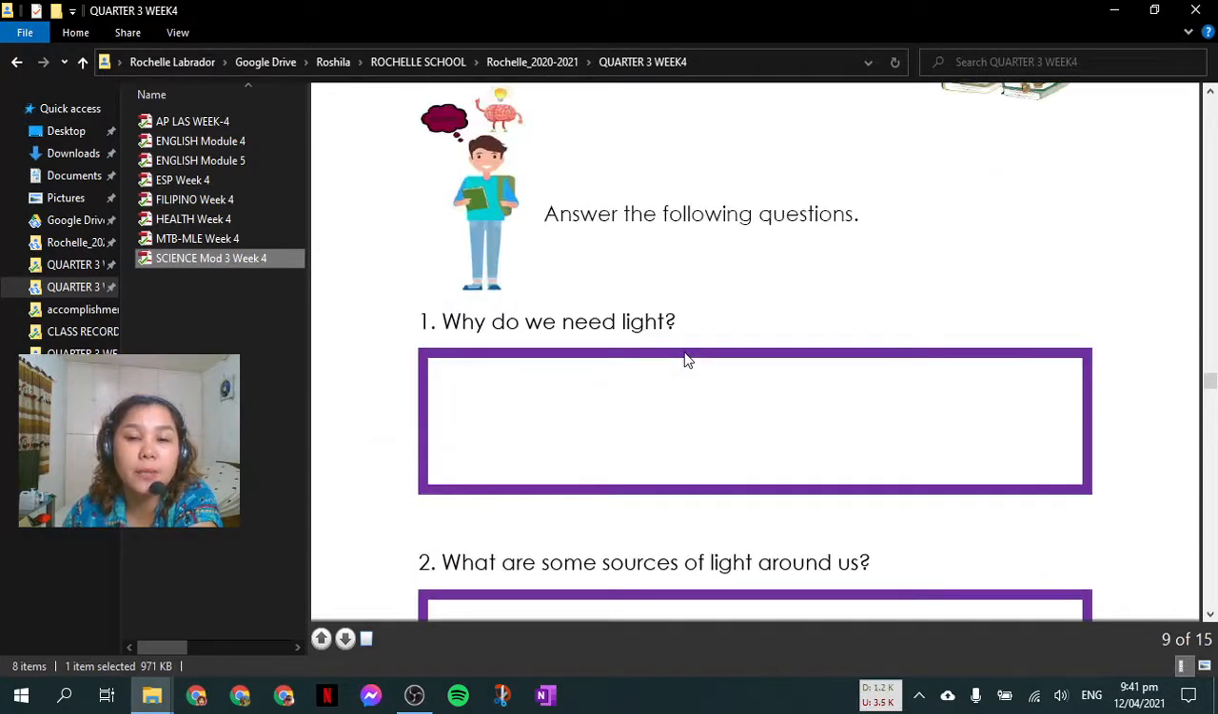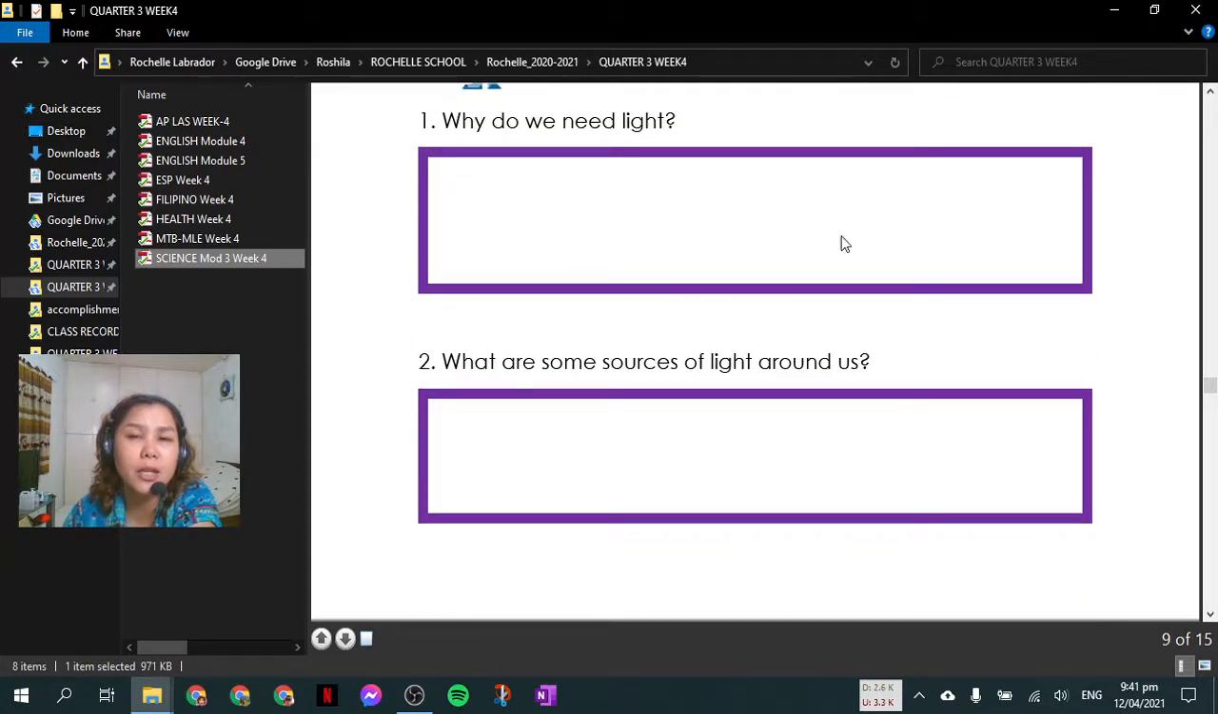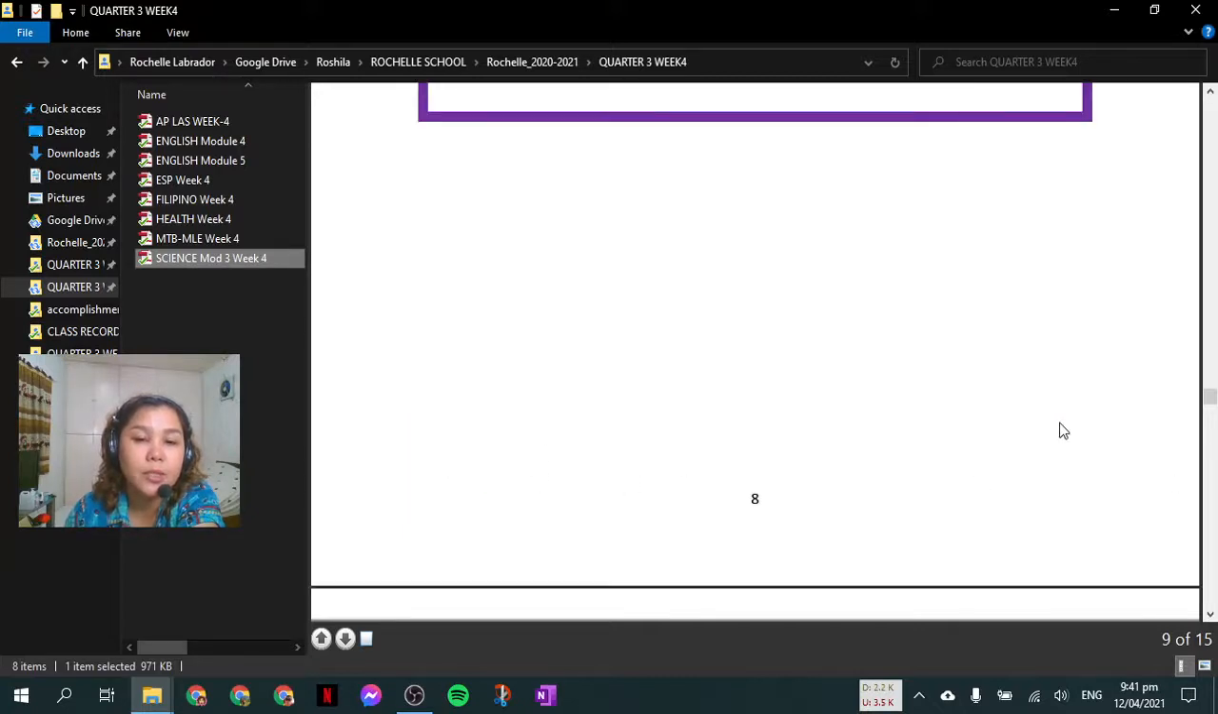Next one, this is explain. You just use short answers. Why do we need light? What are some sources of light around us? Or you can refer to what sources of light you use at home. So, ano na lang, mga ilang examples.